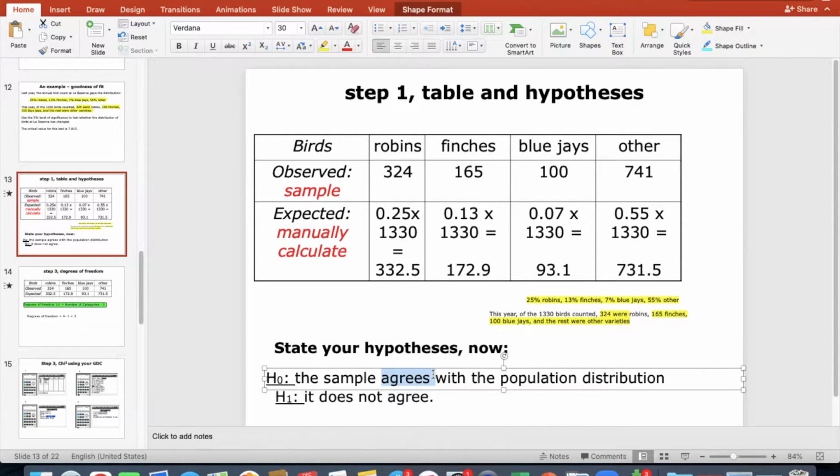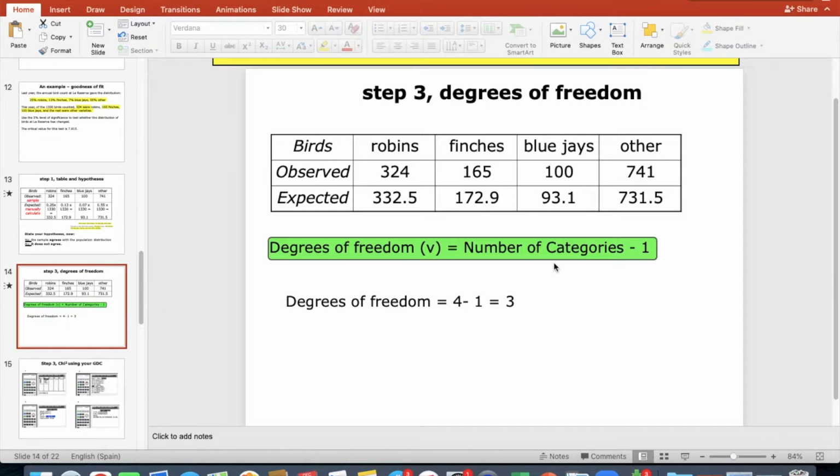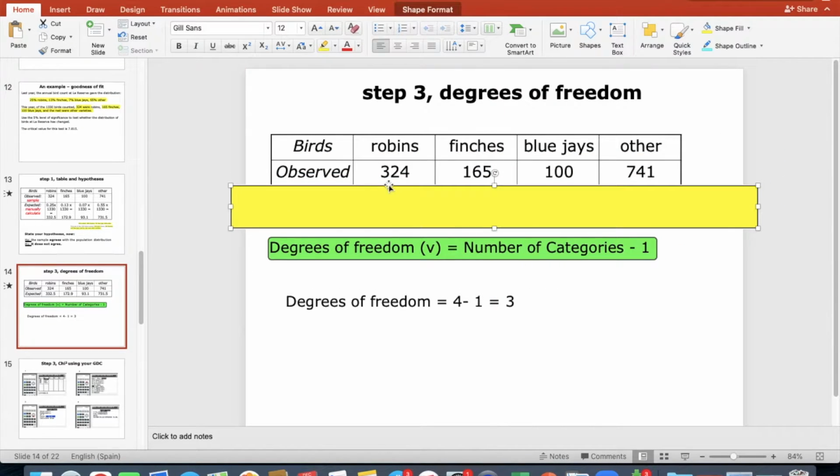We will state that the sample agrees with the population distribution. That is the null hypothesis. This is always the same for these kind of questions. H1, we will write it does not agree. Next step, as before, is calculate the degrees of freedom. Now, when we're focusing on the degrees of freedom, we're just going to be looking at the observed table.